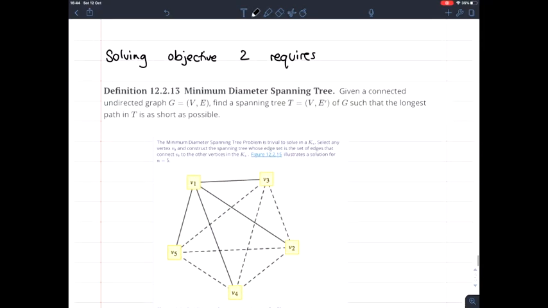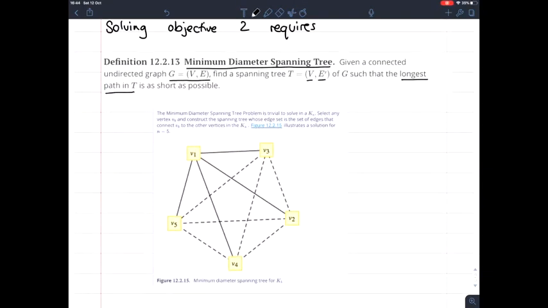So now we want to think about solving objective 2. We want to minimize the distance between any two vertices. This is called a minimum diameter spanning tree. Again, we start with a connected undirected graph, and we find a spanning tree, so same vertices but a smaller number of edges, such that the longest path in T is as short as possible.